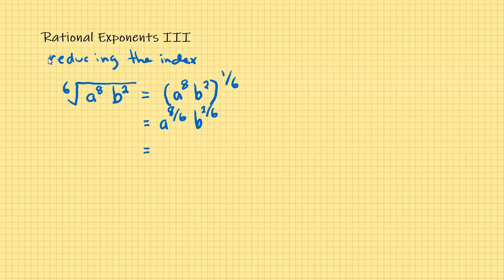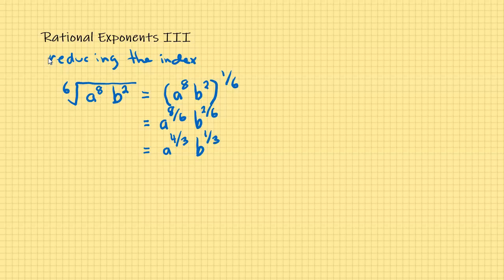Now those two fractions, the 8/6 and 2/6, they simplify. 8/6 is the same thing as 4/3, so this would be a to the 4/3 power. And this over here would be b to the 1/3 power. Right?